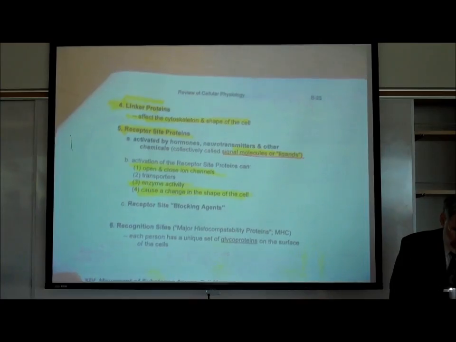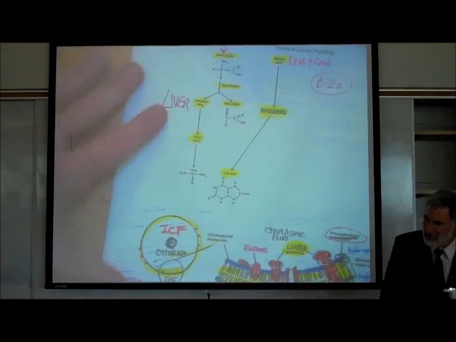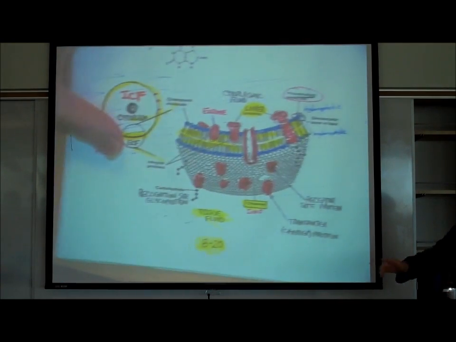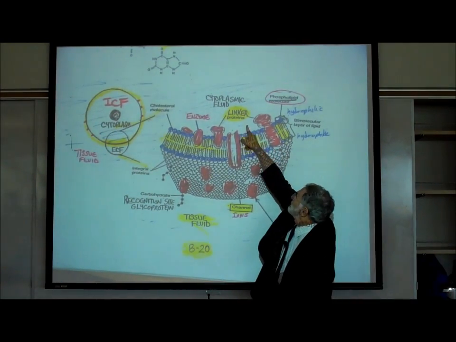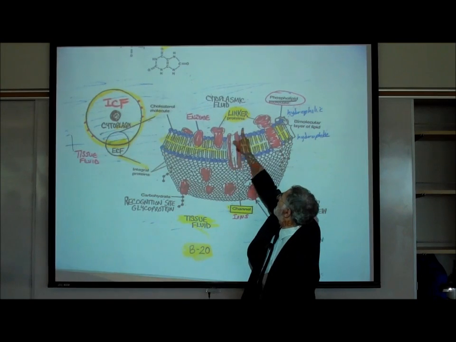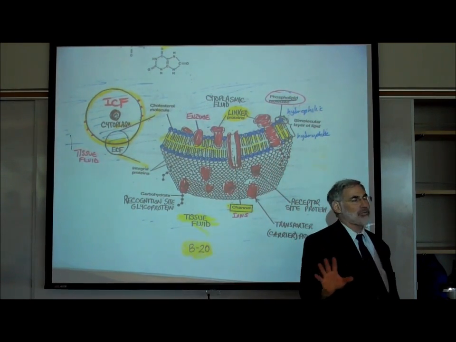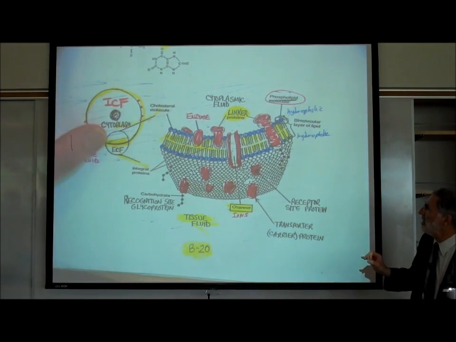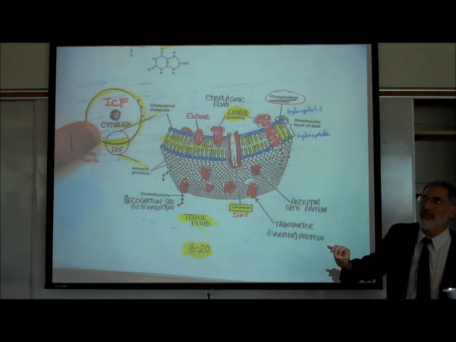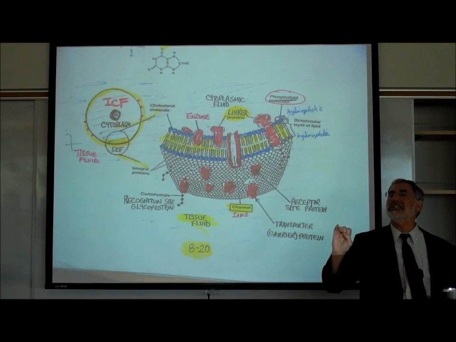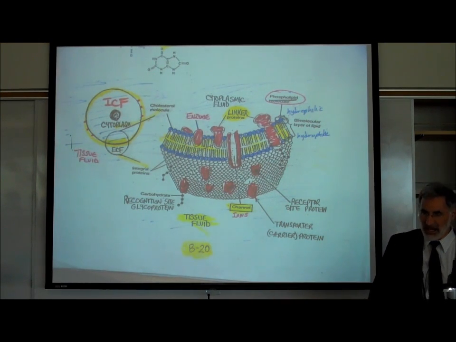First of all, let's show you where the linker protein is. In our picture, back on B20, the linker proteins are always located on the cytoplasm side of the cell membrane. That's where they are located. They're on the cytoplasm side. These linker proteins are attached to the cytoskeleton of the cell.